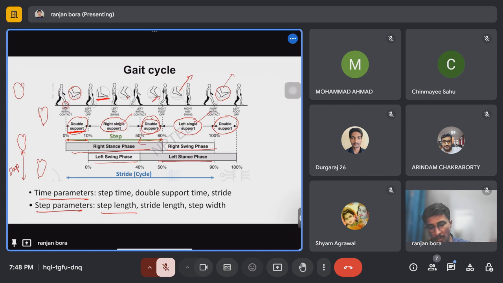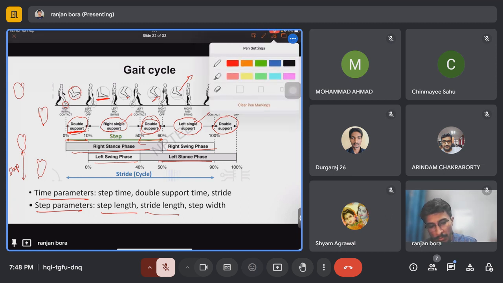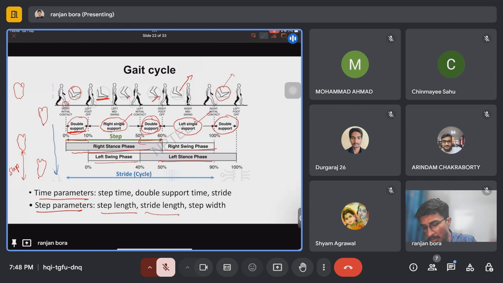And what is stride length? Stride length is the length between the successive points of the same foot in a gait cycle. So this length will be the stride length, and this is the step length. And what is step width? Step width is this width between the two opposite feet.